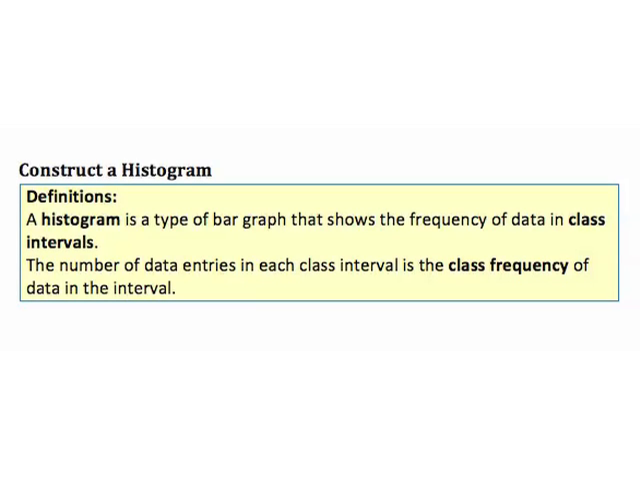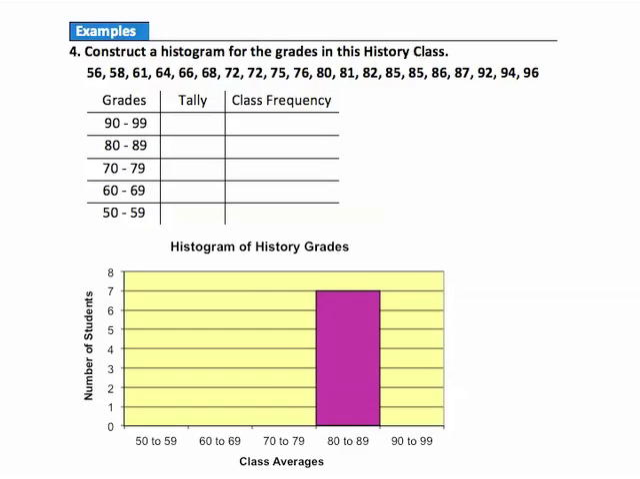Construct a histogram. Let's start with some definitions. A histogram is a type of bar graph that shows the frequency of data in class intervals. The number of data entries in each class interval is the class frequency of the data interval. Now let's take a look at an example that will help you understand how to construct a histogram.